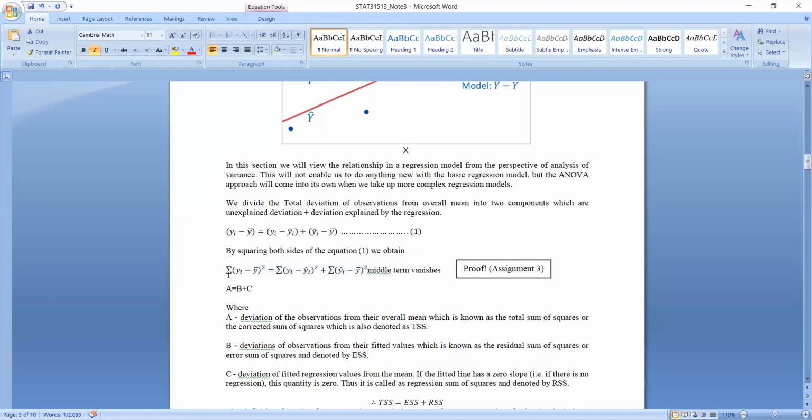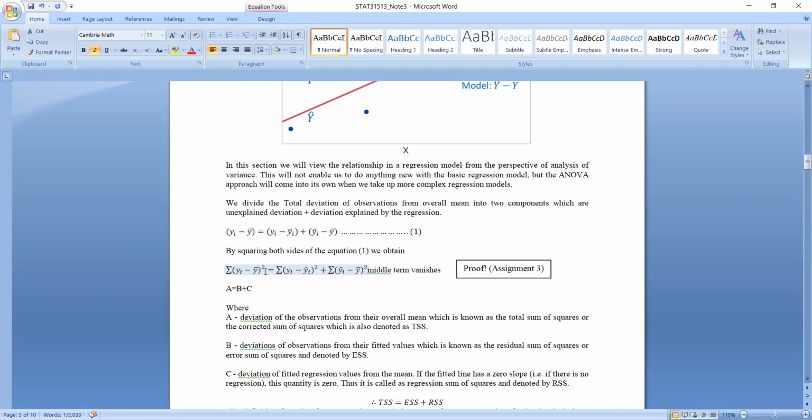So if you take the difference between all the observations of your response variable and its mean, and if you take the squared summation, this term we call the sum of squares of total, or sometimes we can call it the total sum of squares.